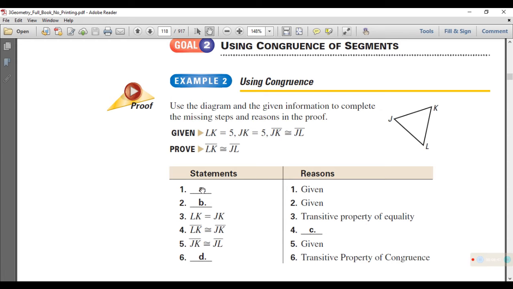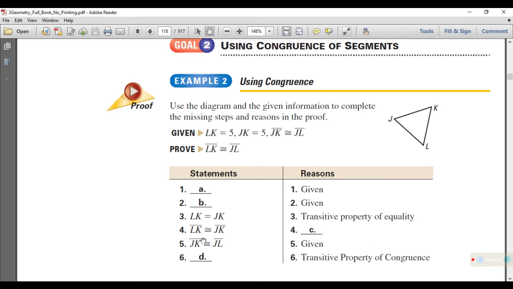Because of that, we are going to settle with LK is equal to 5 for A, and JK is equal to 5 for B. Pwede itong mag-interchange. Wala silang order. Okay, next. LK is equal to JK. We have transitive property of equality.